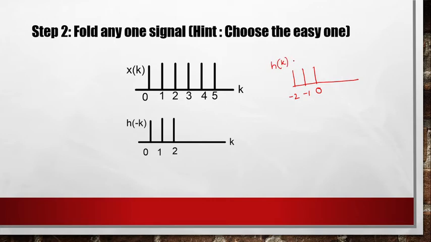Now as I have told you, if I fold this signal, it will be h of minus k, and with respect to this 0 line, it will be the mirror image. So look, this is also the mirror image. So my h minus k is now like this. So what is your second step? You can fold any one of the signals among these two, whichever is easier for you. Here I have folded hk, giving h of minus k.